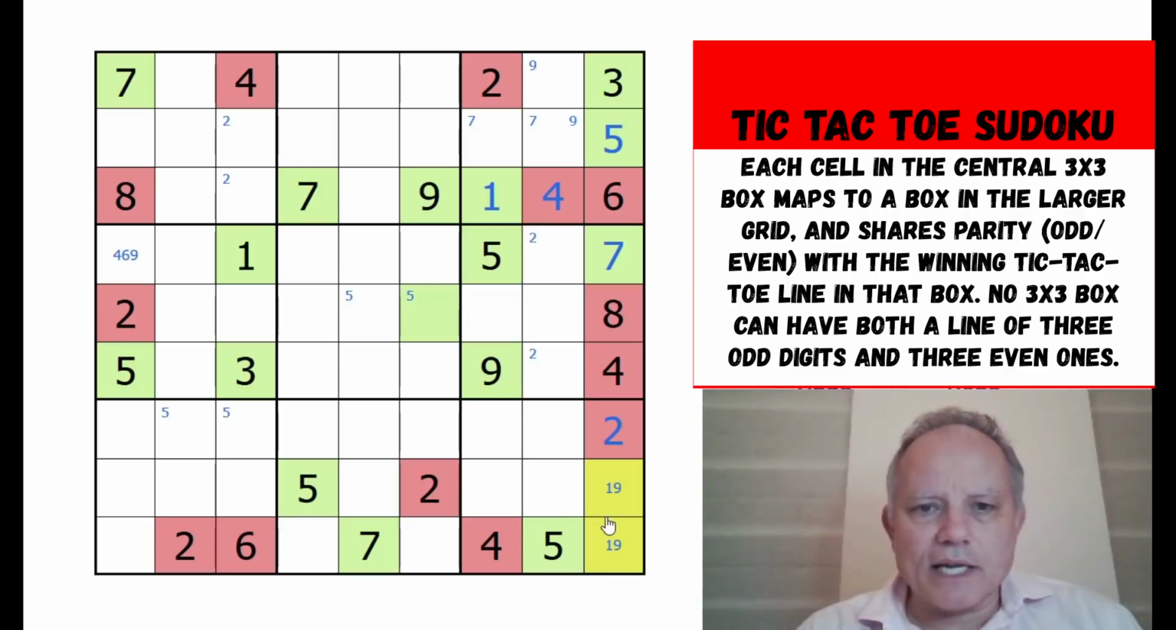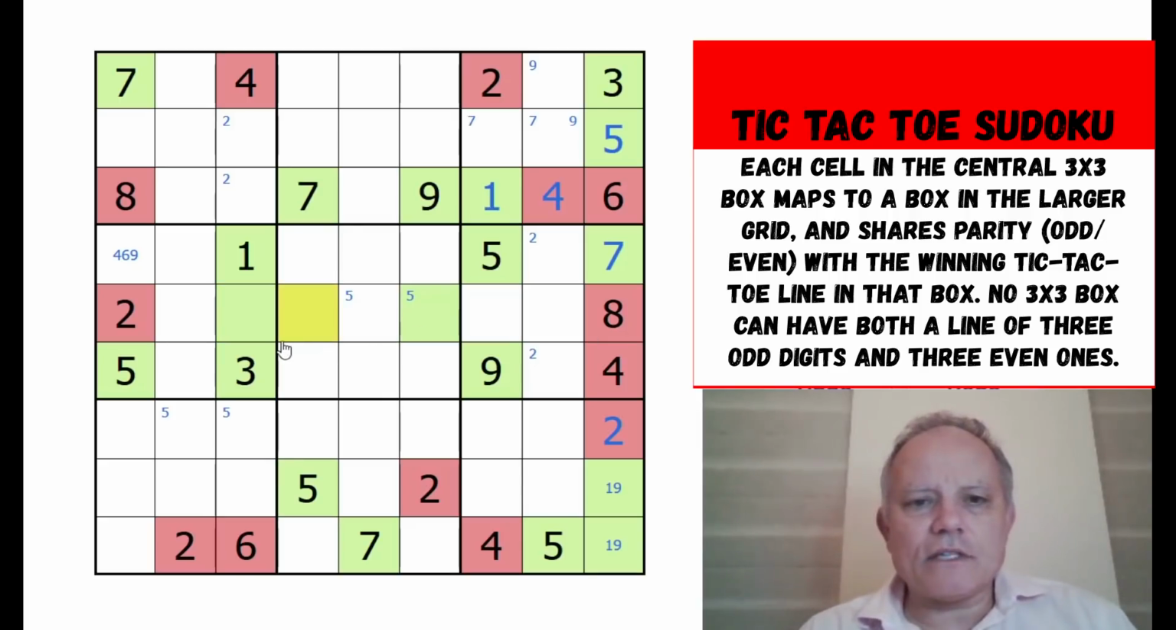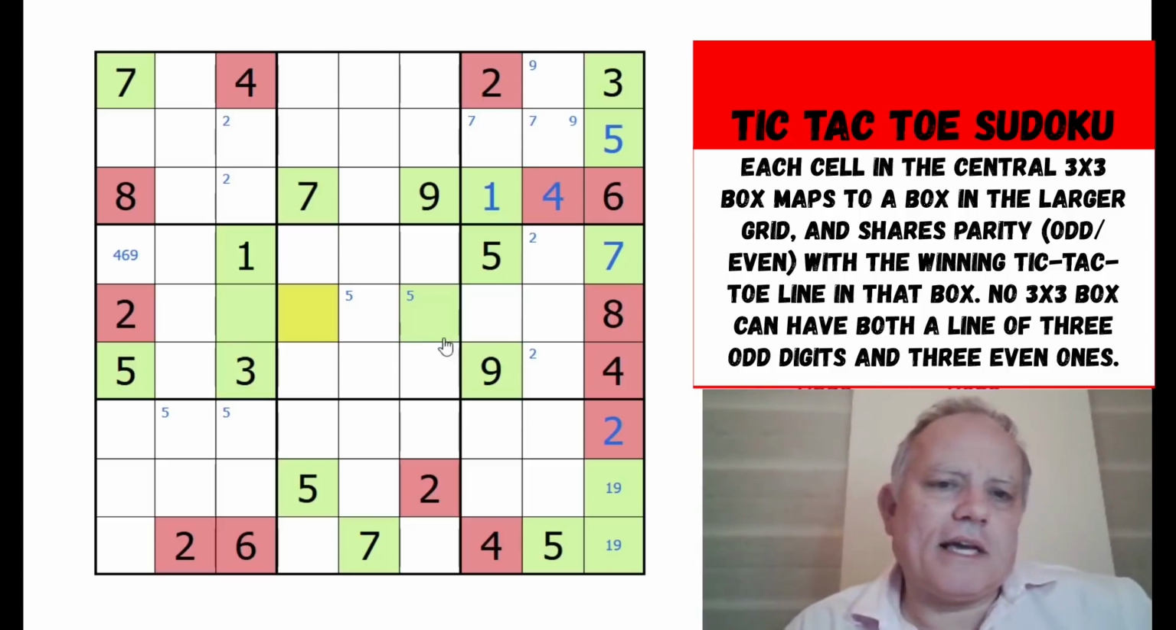2, 4, 6, and 8. Are they? Yes, look, here. Yes! 2, 4, 6, and 8 are all looking at this cell. So this box is won by odd as well. So I can fill in another odd digit there. Now I've suddenly got 3 across the middle. Okay.